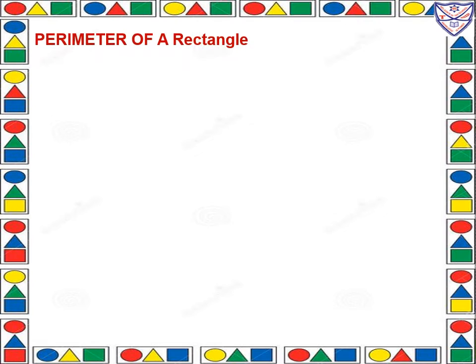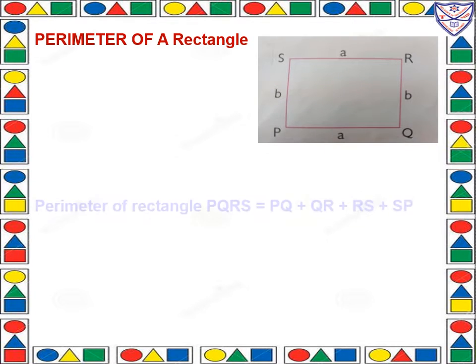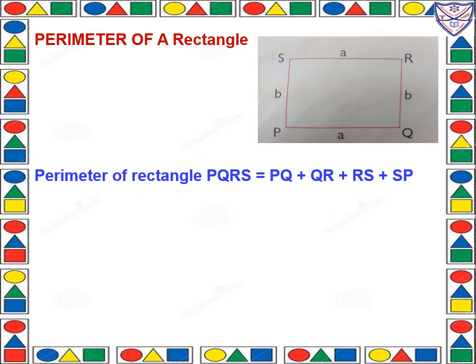Now next is the perimeter of a rectangle. This is a rectangle, and we have named it PQRS. The sides are PQ, QR, RS and SP. The perimeter of rectangle PQRS equals the sum of all sides: PQ plus QR plus RS plus SP.